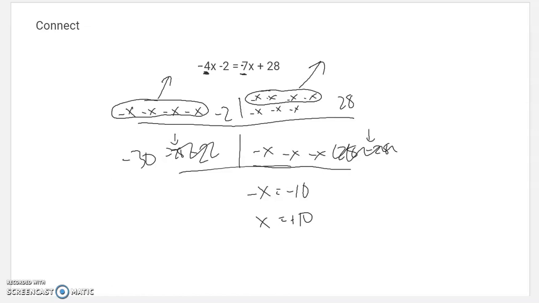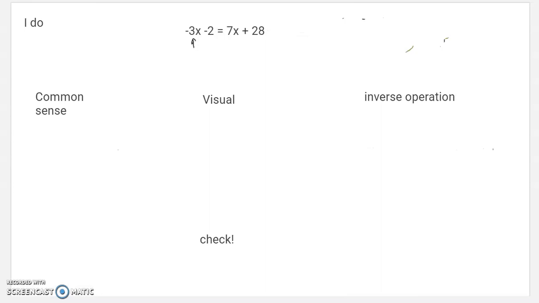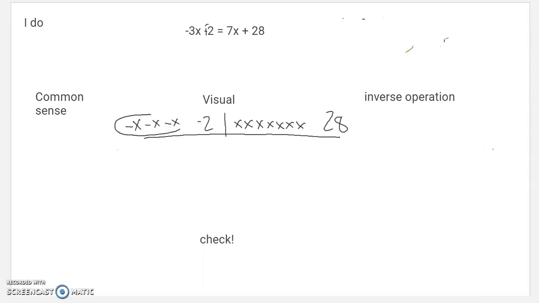So today what's going to happen is, what if there's a negative coefficient on one side and a positive coefficient on the other side? That changes the situation quite a bit, and let me show you why. When I go to draw this, this side's going to have 3 opposite of x's and a -2. This side's going to have 7 positive x's and a 28. And what's wrong now is I can't take this off this side because I don't have any of those on the other side.